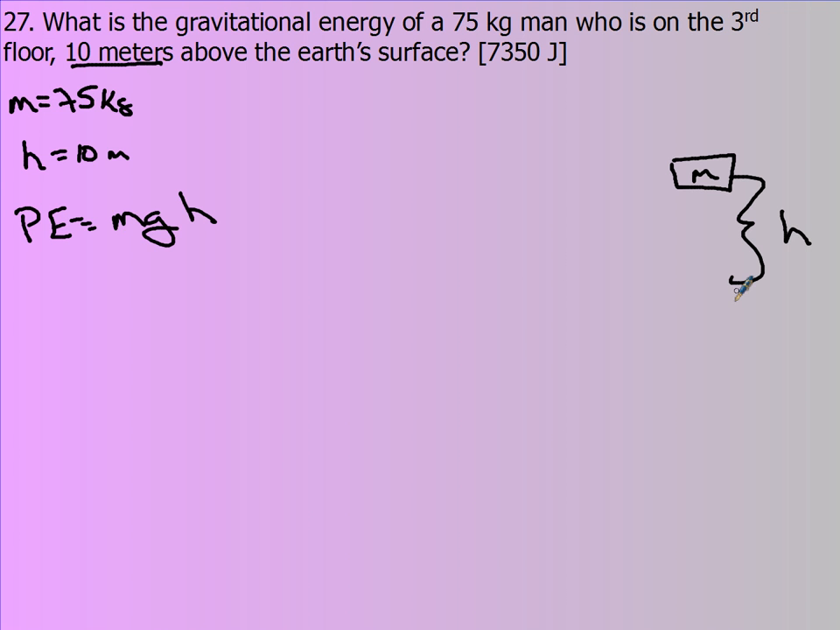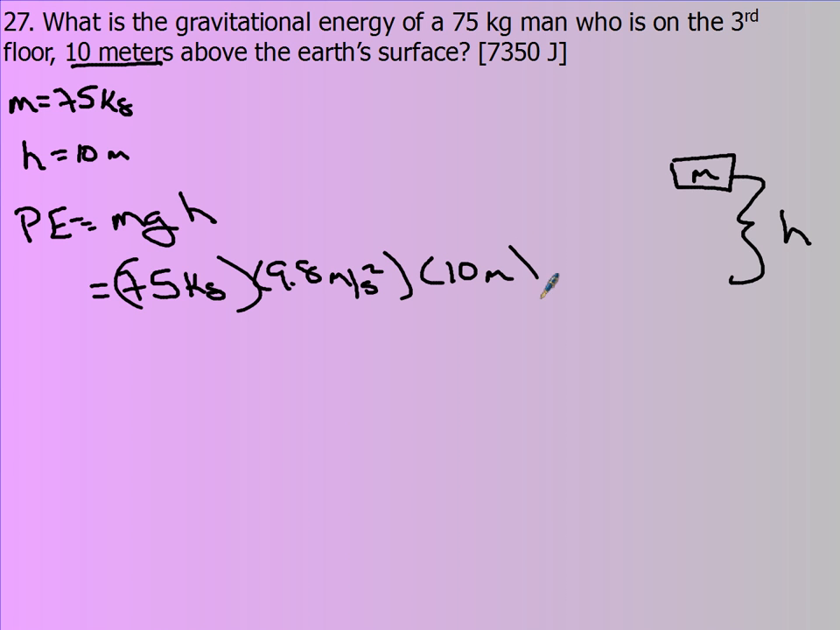Of course, it's looking like the work done to raise it, because the work is equal to the change in potential energy. Okay, mini lecture over. All right, mass is 75 kilograms. g is 9.8 meters per second squared. And he's lifted a height of 10 meters. So the potential energy of this young man is 7,350 joules.